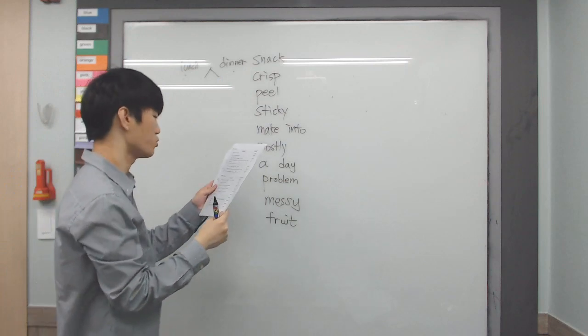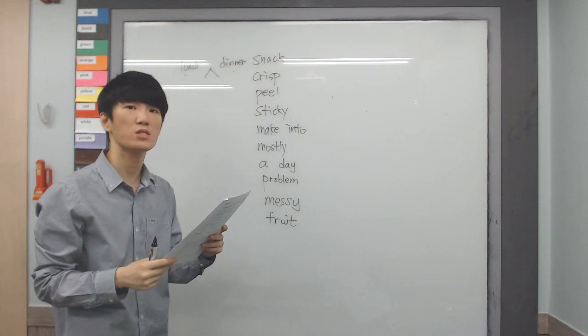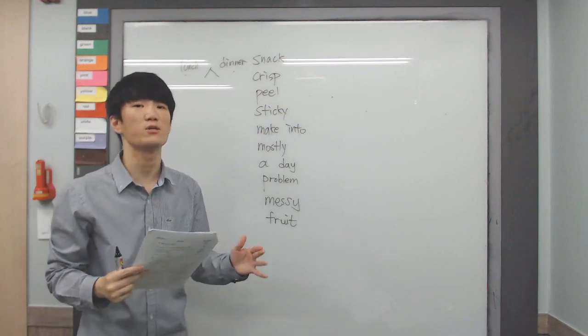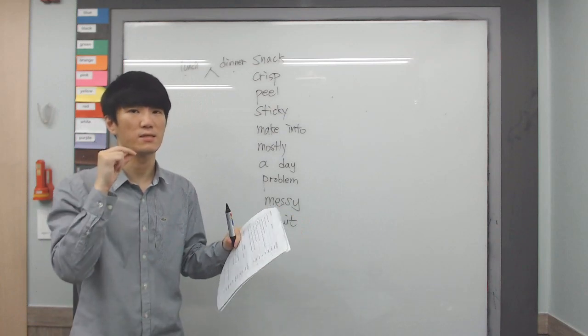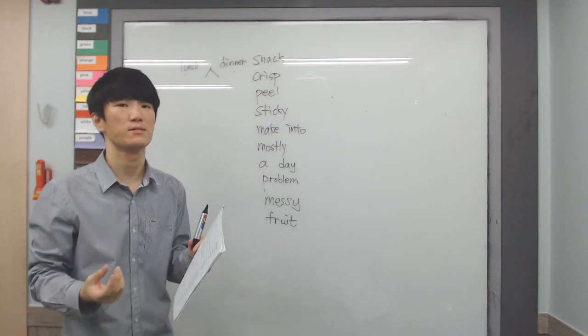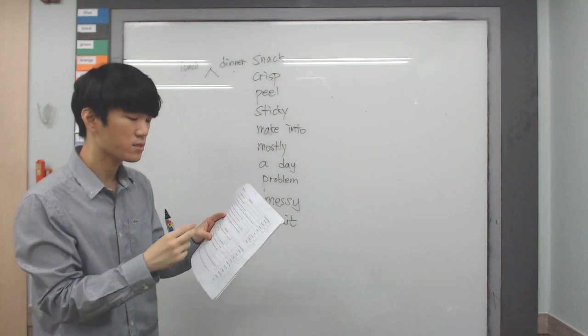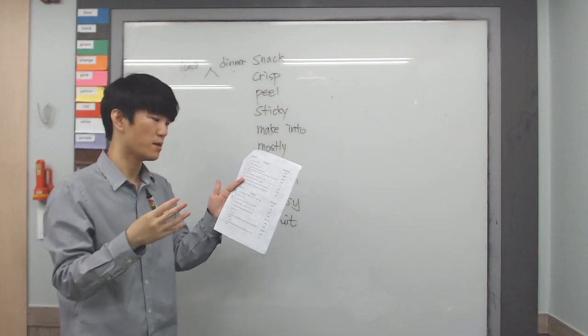And number 2, crisp. The definition is hard and crunchy. So let's suppose you are eating potato chips. Then it sounds really crispy every time you are biting the chips, right? So think about the sound, and that is crisp. It's not soft, hard potato chip, and crunchy.